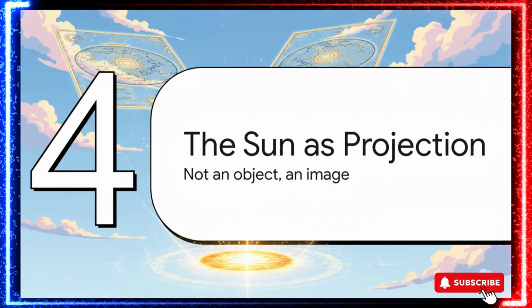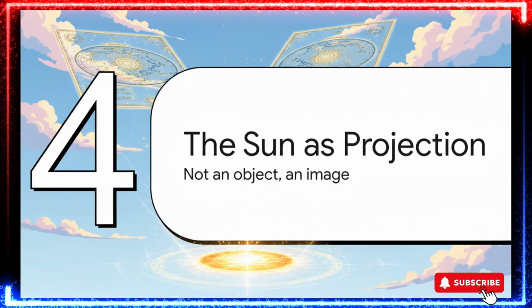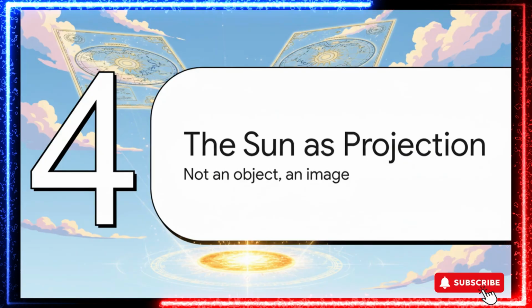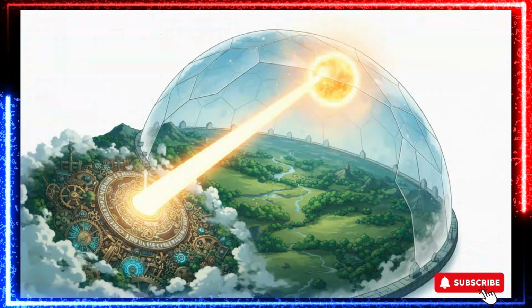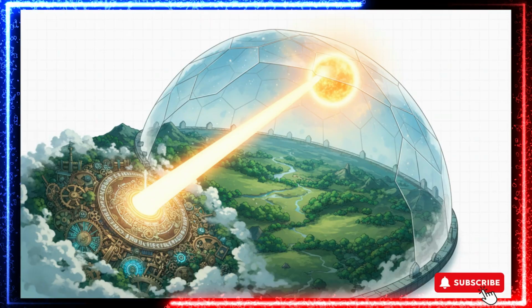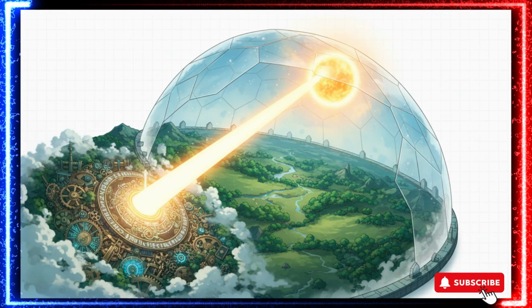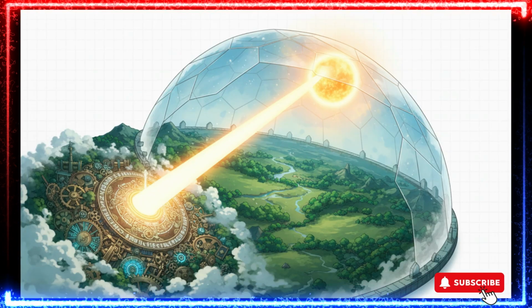With the Earth's structure totally redefined, the next piece of this puzzle is the sun. Because in this model, the sun is not what we think it is. It is not a physical object moving through the sky. The most important point here is that the sun we see is a projection. The source compares it to a clock. You see the hand moving around, but the real mechanism, the gears, the engine, that's hidden away at the center.